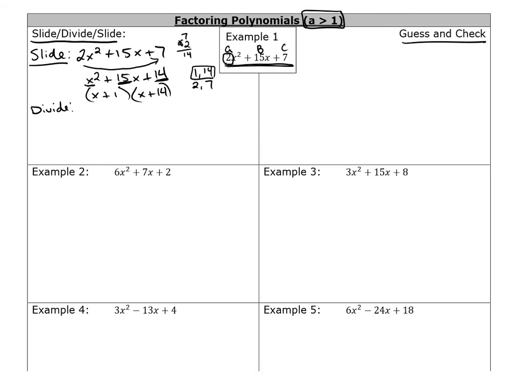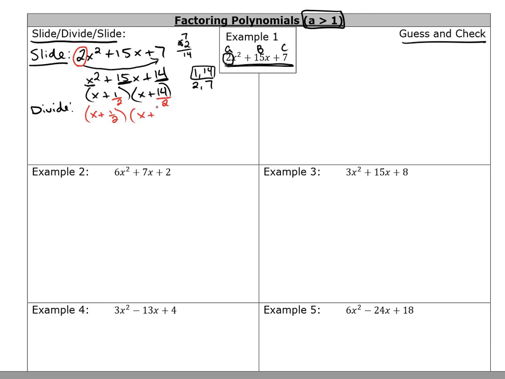In this step, we take whatever the number is that we had to slide to begin with, in this case a 2, and we divide it by both numbers in the binomials. So divide by 2, divide by 2. Now we're left with x plus 1/2 and x plus, what is 14 divided by 2? 7.